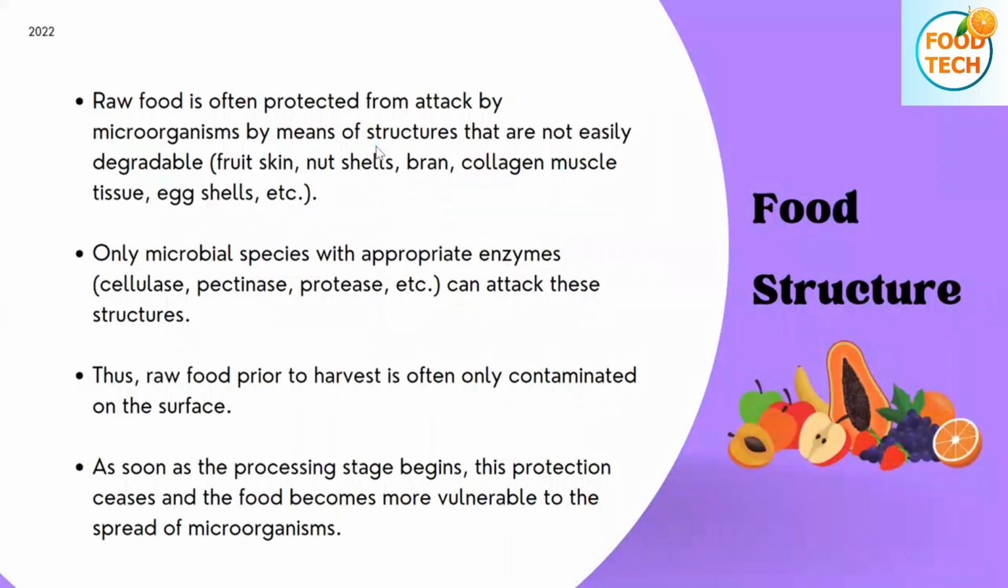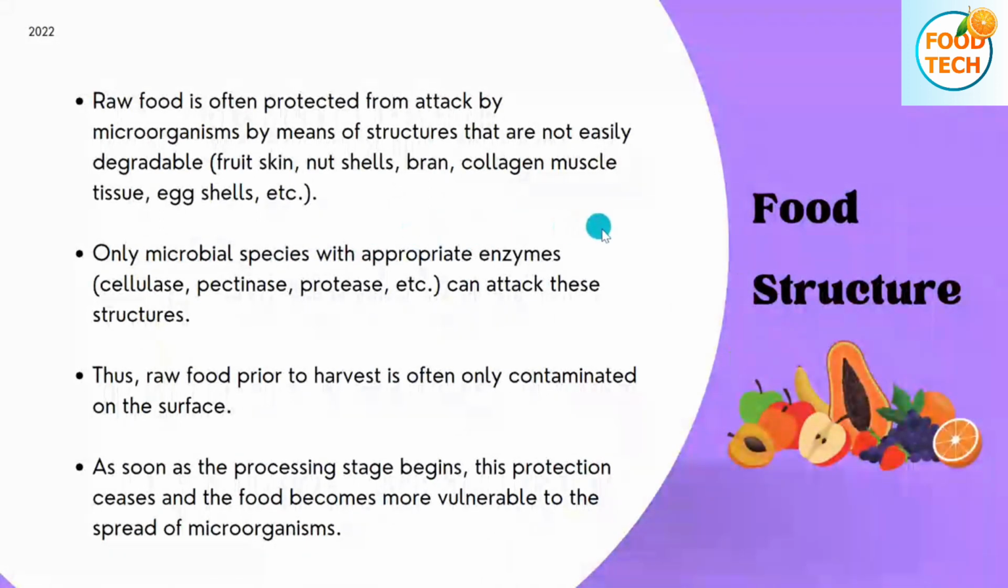Nut shells are very hard, so microbes cannot penetrate them. Then there is collagen, muscles, eggshell, tissues. So these all protect against microbes entering. But whenever there is some rupture on the fruit surface, or whenever there is physical damage, that is when the microbes access the inside of the food.